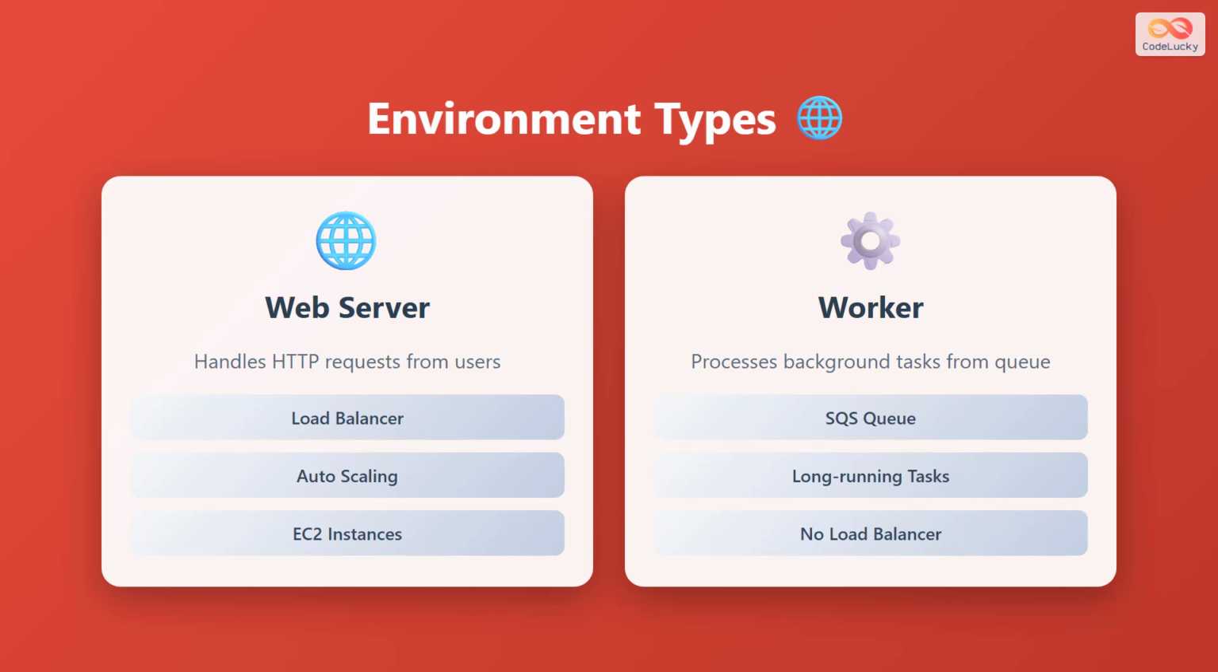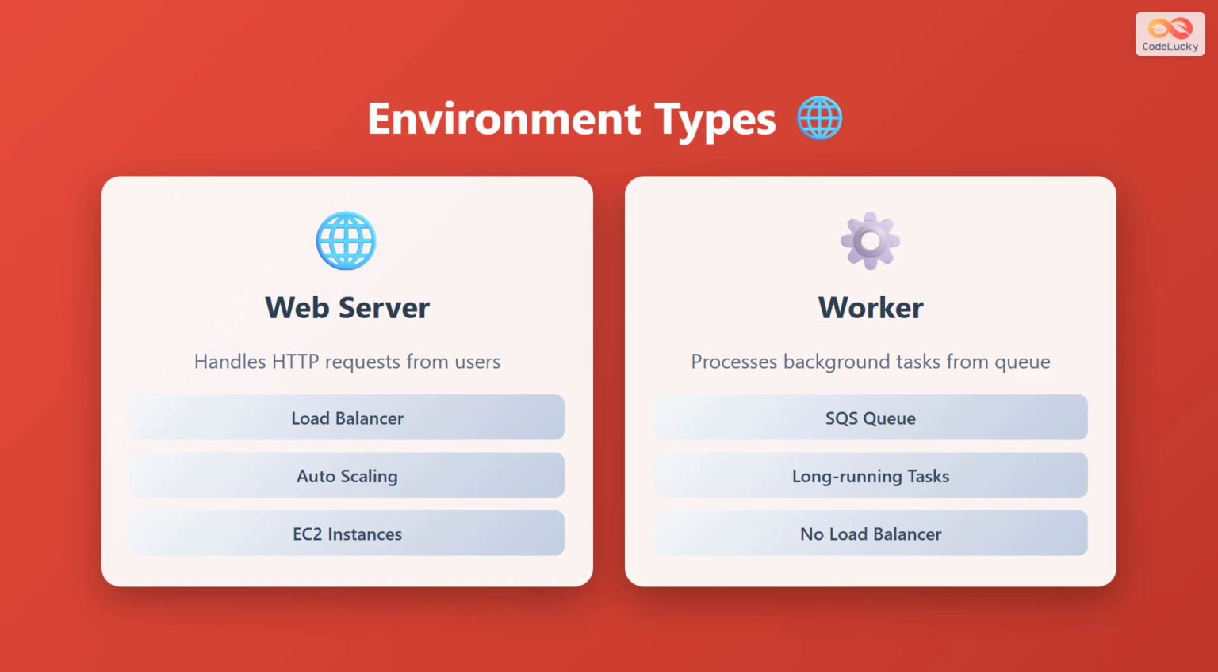Elastic Beanstalk offers 2 distinct environment types to suit different application needs. The first is the web server environment, which is designed to handle HTTP requests from users. It includes a load balancer to distribute traffic, auto-scaling capabilities to handle varying loads, and EC2 instances to run your application code. This is the most common environment type for web applications.